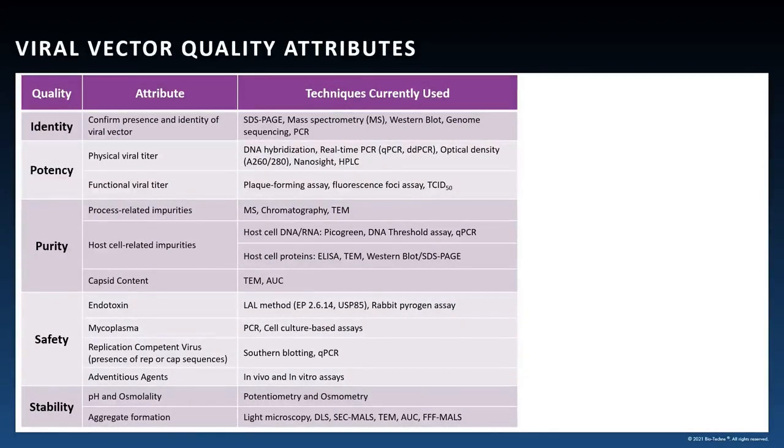Like any drug manufactured in the United States, viruses are subject to regulatory guidelines to ensure product safety and efficacy. These guidelines define a set of quality attributes that are to be characterized and tested not only at the end of the process, but throughout production. These quality attributes include identity, potency, purity, safety, and stability. In the column on the right is a list of the techniques used to address these attributes.